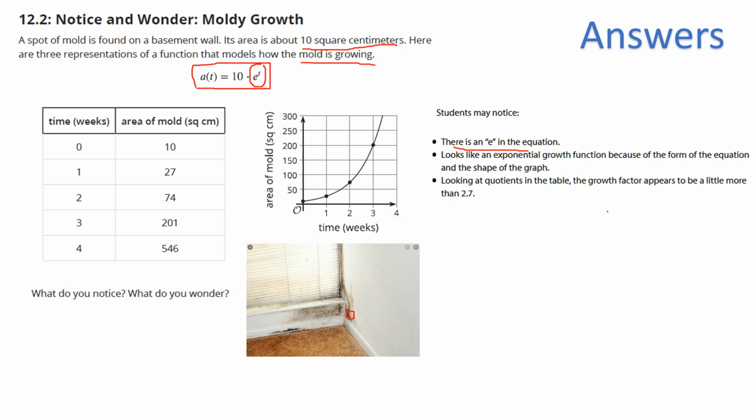What they're talking about is, if the area of mold is 10 after 0 weeks, the next week it's 27. How do we go from 10 to 27? Well, they're multiplying by about 2.7. Now, how do you go from 27 to 74? If we get a calculator, 27 times 2.7 is roughly 74. So this is what it's saying, that the growth factor is in our table.